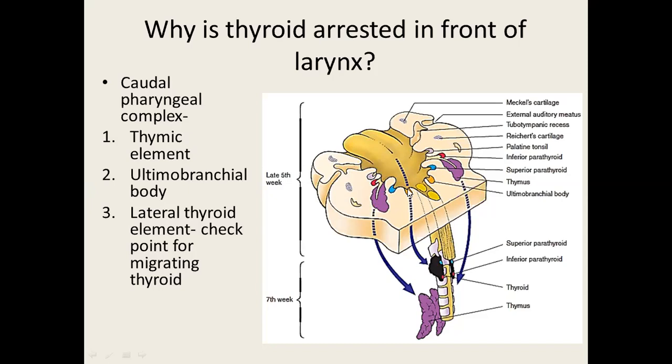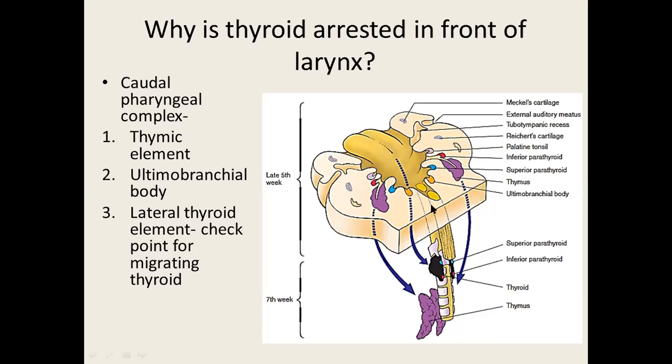Now this caudal pharyngeal complex has three elements. One is the thymic element, which also got mixed with the migrating thymus, a derivative of the third pharyngeal pouch. Then it has the ultimobranchial body, which contributes the parafollicular C cells of the thyroid gland, and a lateral thyroid element as well, which acts as a checkpoint for the migrating thyroid gland.